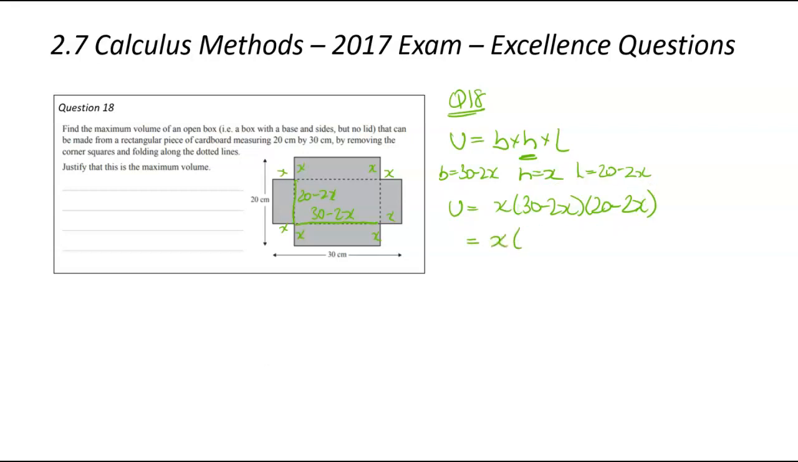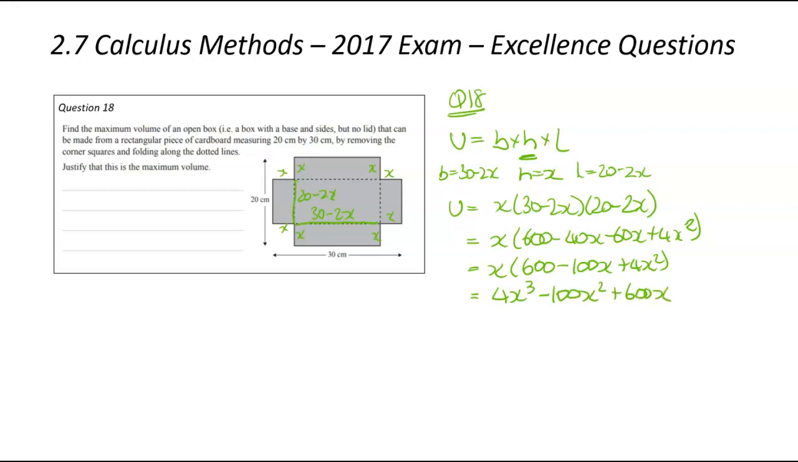So x was equal to 600 minus 40x minus 60x plus 4x squared. Probably pay to simplify the middle part, group those x's together. x will be 600 minus 100x plus 4x squared. And then finally, we can do the last expanding to get us to, I'm going to do 4x cubed. So I did this first just so the cubed is out front. Minus 100x squared plus 600x. So that's the equation for the volume.